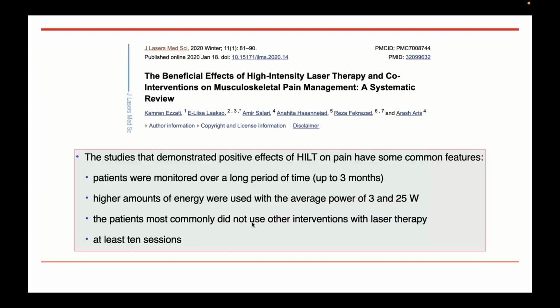But if higher power and doses seem to work better in some cases, that is especially true for chronic pain. In this recent review, the authors comment that the studies that demonstrated positive effects of high-intensity laser therapy, so class 4 laser therapy, on pain have some common features, such as using higher amounts of energy, higher amounts of power between 3 and 25 watts, and use of laser therapy for at least 10 sessions.